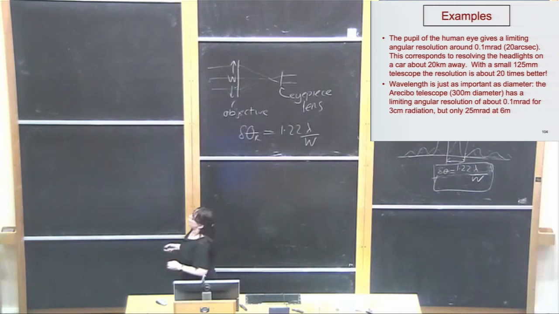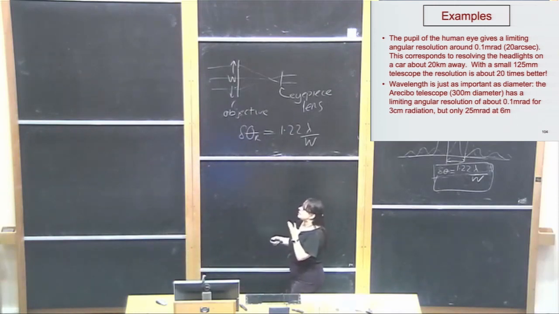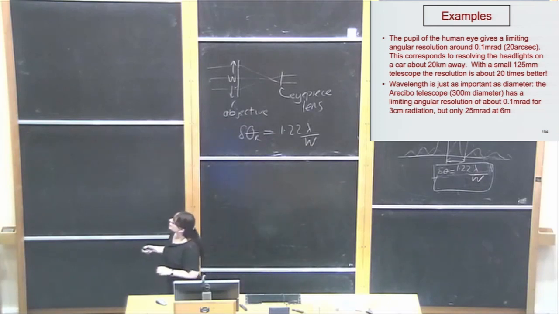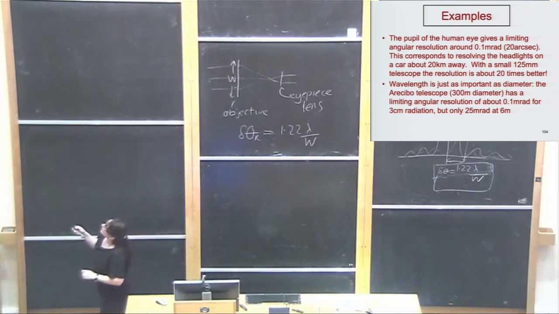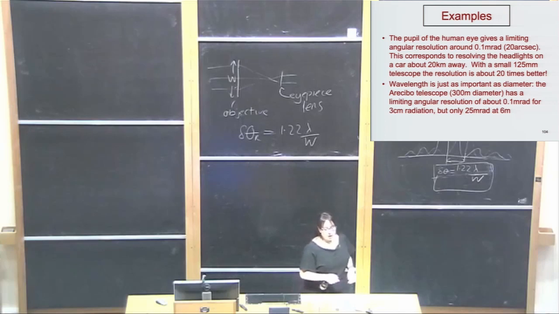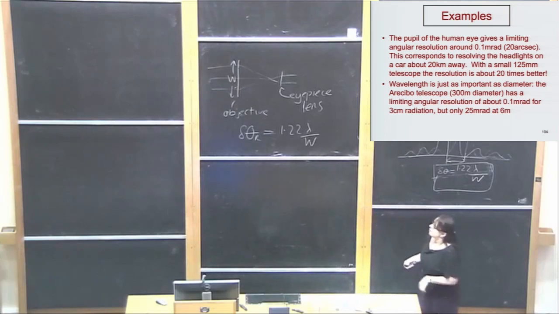So let's imagine that your pupil is as large as it can be. It's about 5 millimeters or so. You're looking at visible light. Let's say that's about 500 nanometers. And so that gives roughly an angular resolution of about 0.1 milliradians, right? Lambda 500 nanometers over 5 millimeters.